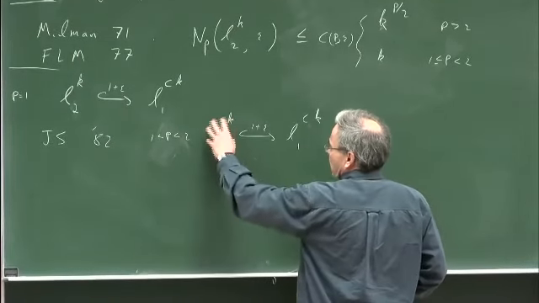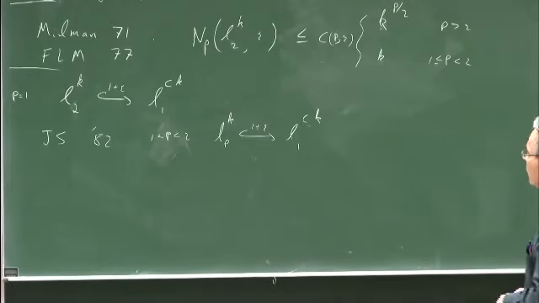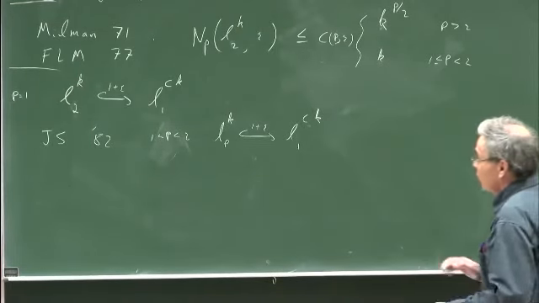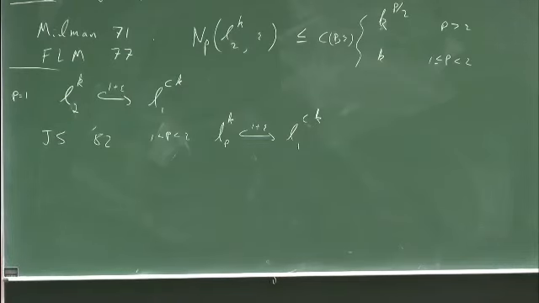Okay, so this is another example, a non-trivial example of a subspace of L1. This is not true for p larger than 2. For p larger than 2, L_p^k does not embed into L1 with uniform constant.